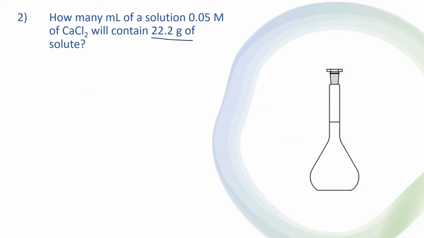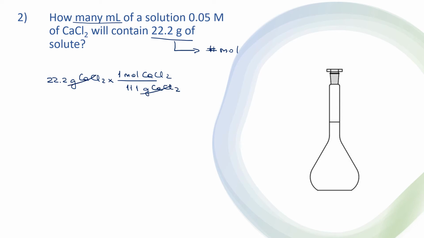In the case that I need to calculate the milliliters, but they give me the mass, the first step would be calculating the number of moles here. So I have 22.2 grams of calcium chloride, and I will convert this into moles. 1 mole of calcium chloride is equal to 111 grams of calcium chloride.